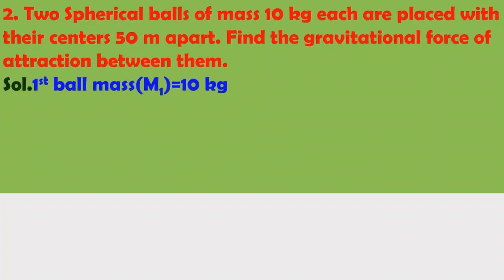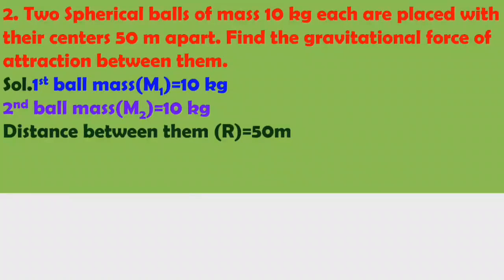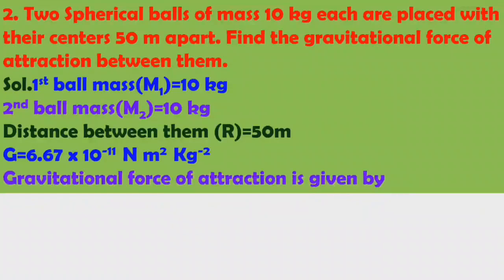So we will see the solution. First ball mass m1 is 10 kilograms. Second ball mass m2 is also 10 kilograms. Distance between them, R, is 50 meters. G value, already you know, is 6.67 into 10 power minus 11 newton meter square per kilogram square. Gravitational force of attraction is given by the formula F gravitational is equal to G m1 m2 by R square.